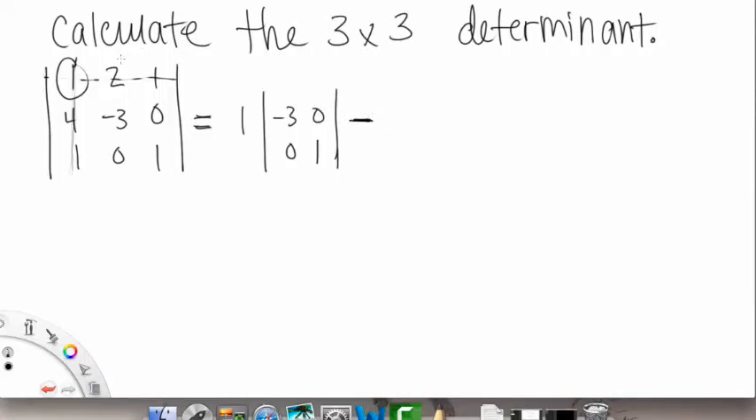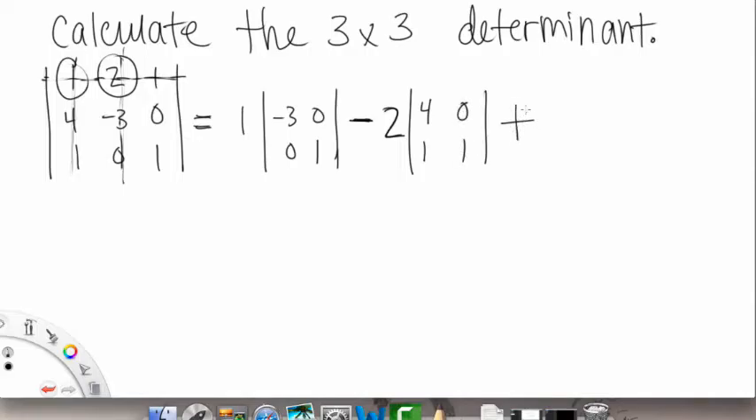Okay, so then the next thing we're going to do is circle the next number to the right of our first circled number, and we're going to cross out everything in line with it. So we're going to write down that 2 there. That's a positive 2, okay? But this negative sign comes from the formula. And then anything that we didn't just mark goes in our next 2 by 2. So that would be 4 and 1 on the left side there, and 0 and 1 on the right side.